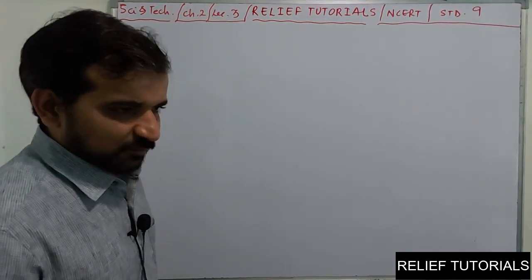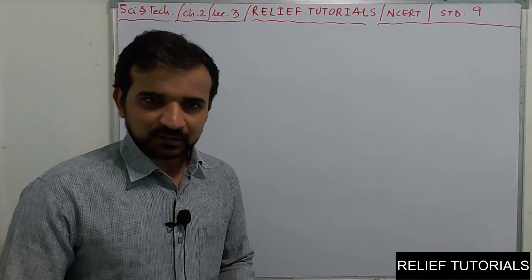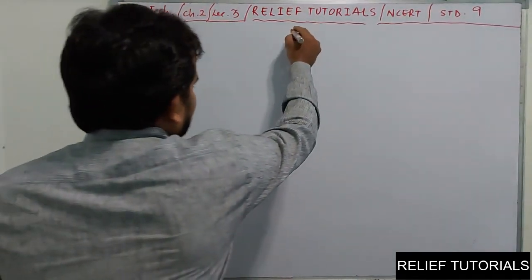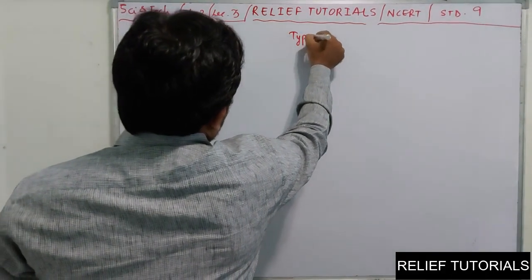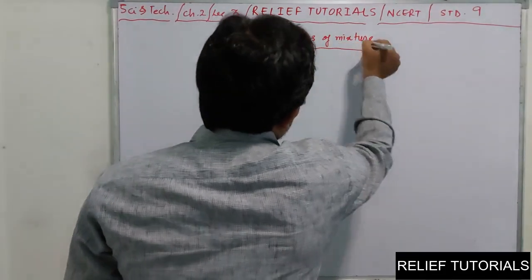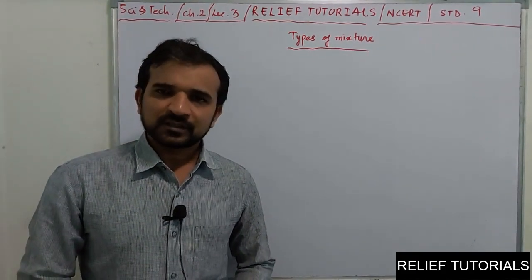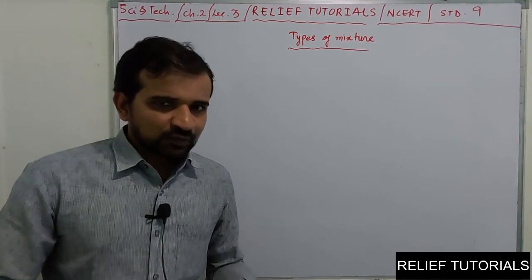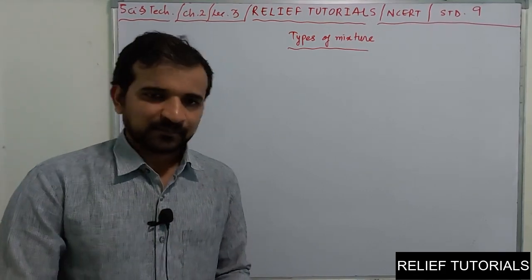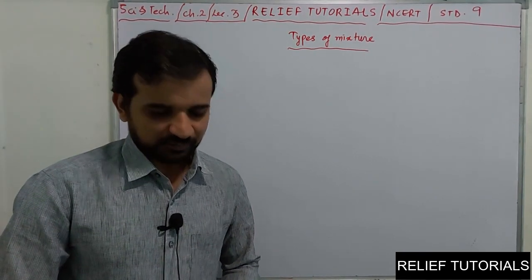In the last lecture, we discussed the difference between compound and mixture, and today's topic is types of mixtures. We already know that in a mixture the substances just get mixed up physically. There is no chemical reaction occurring between them. None of the components of a mixture loses its chemical properties. It remains as it is. They can be separated easily also. All these things we understood in the previous lecture.